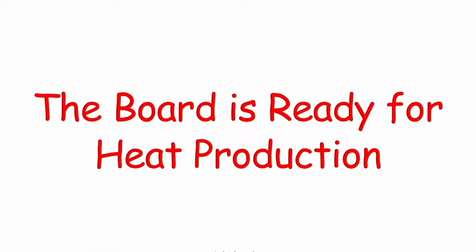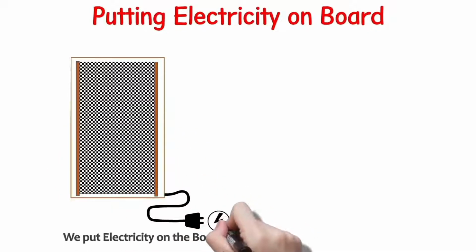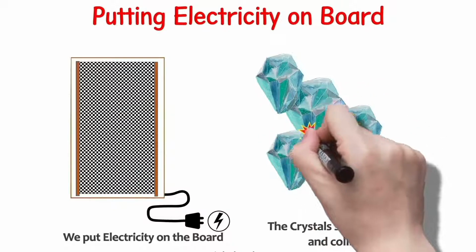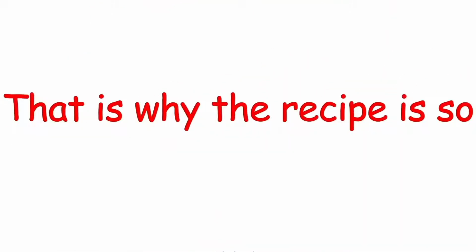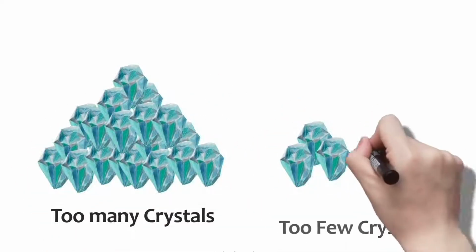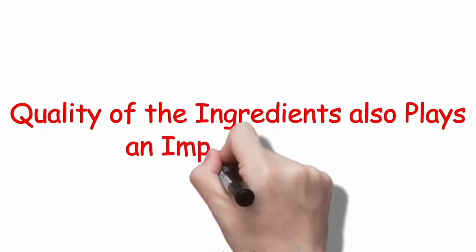When we put electricity on the board, the crystals start to move and collide with each other in a so-called Brownian motion. These collisions provide the radiant heat, far infrared. That is why the recipe is so important. Too many or too few crystals mean that a high efficiency is not achieved. The quality of the ingredients also plays an important role in this procedure.